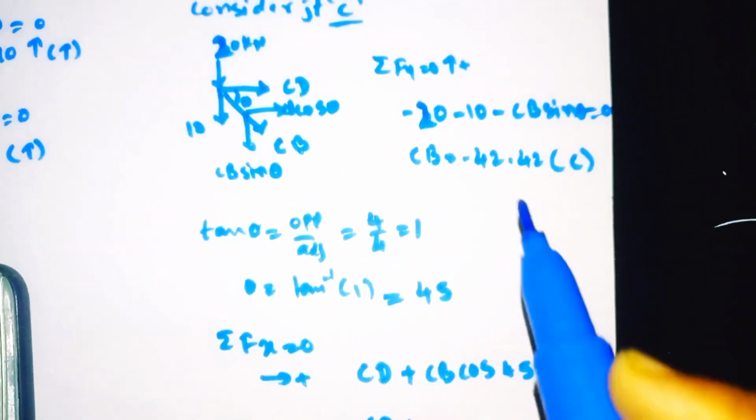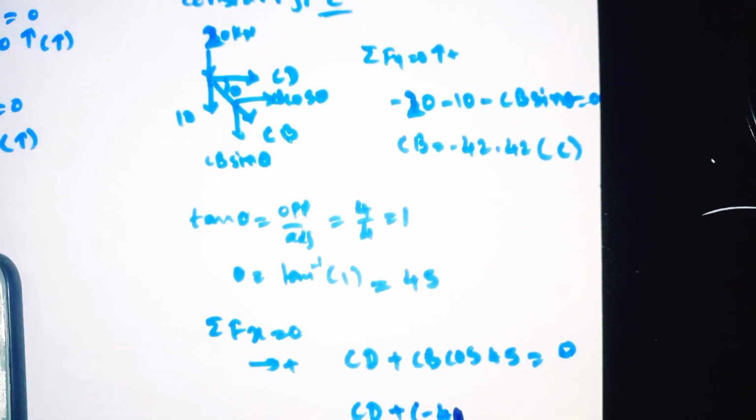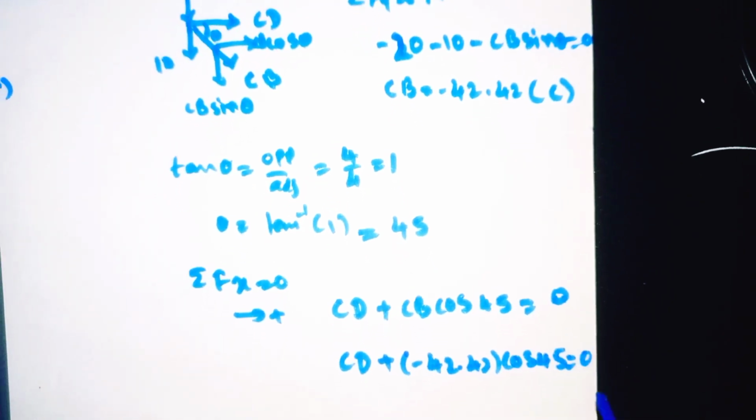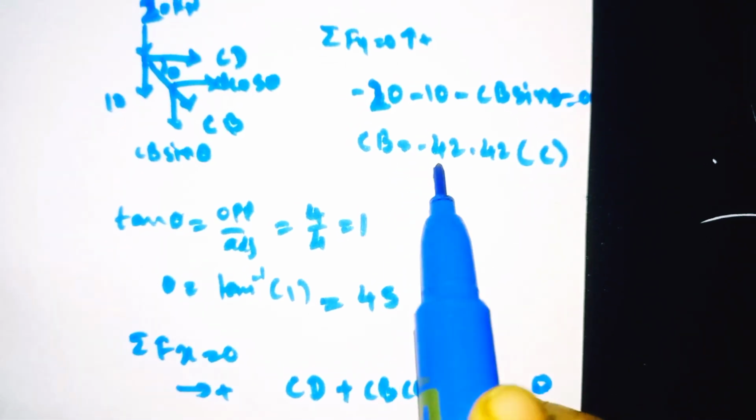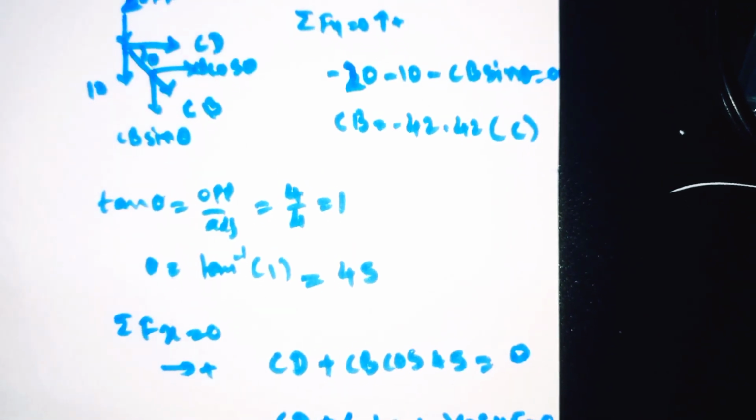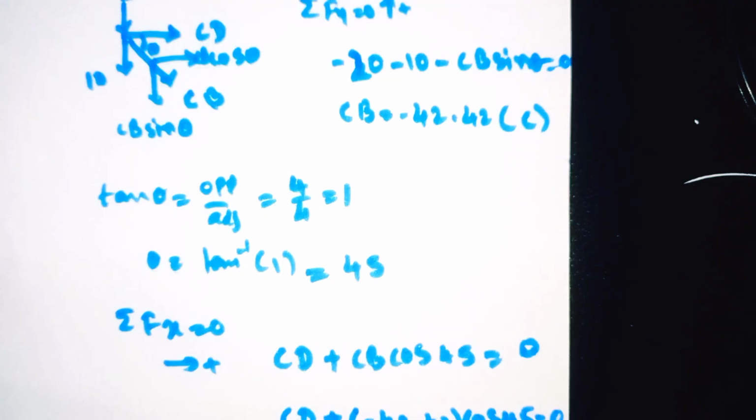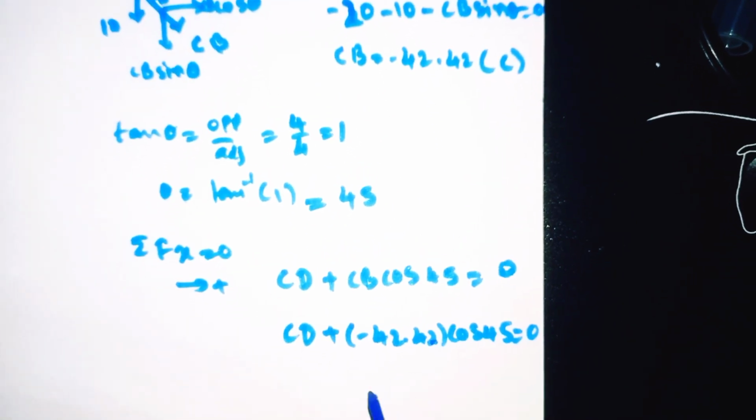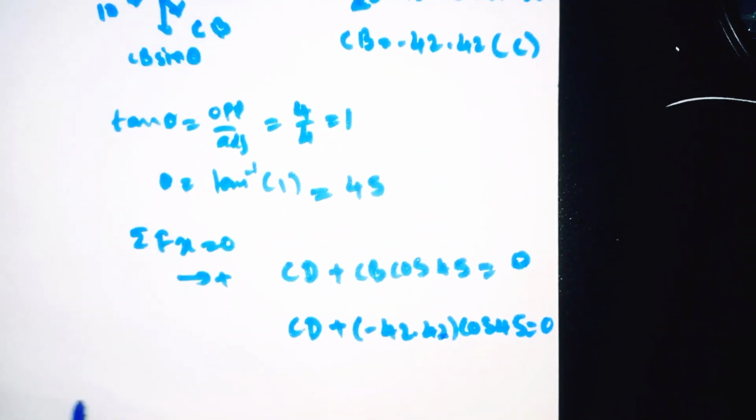CD plus CB. The CB value we got was minus 42.42, so write it as it is. So CD plus minus 42.42 cos 45 is equal to 0. Some students will put only 42.42 here and not put the negative sign. That's why they may get the wrong answer. So it's very important to keep the sign: if you get the answer in negative, write it as it is. Don't get confused here. Many will make the mistake here, so write it as it is. It's very important. Now solve it.